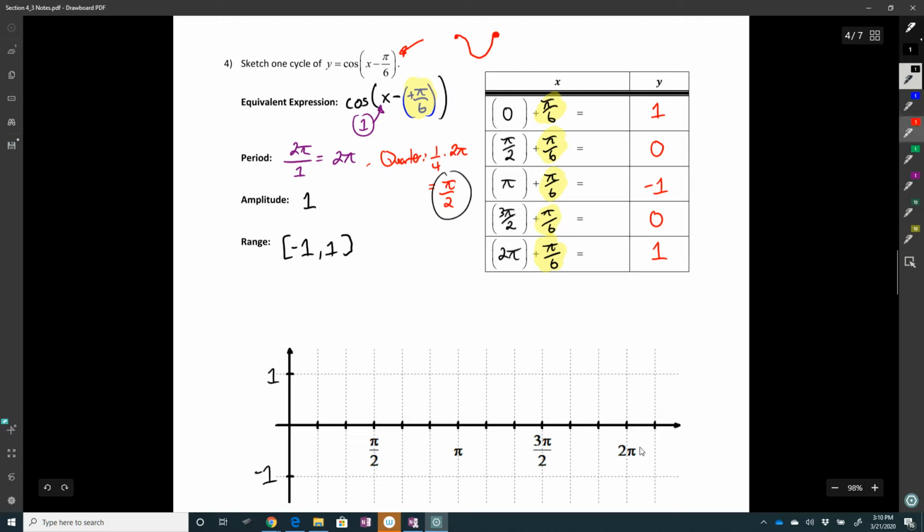But we're moving to the right pi over 6. And you can use your calculator if you want. Ignore the pi. Just type in 0 plus 1/6, 1/2 plus 1/6, 1 plus 1/6, and then you can tack on the pi later. So this is just pi over 6. Okay? Pi over 2 plus pi over 6 is, let's see, 3 pi, that's 4 pi over 6. Okay, and then we have pi plus pi over 6. That's 7 pi over 6.